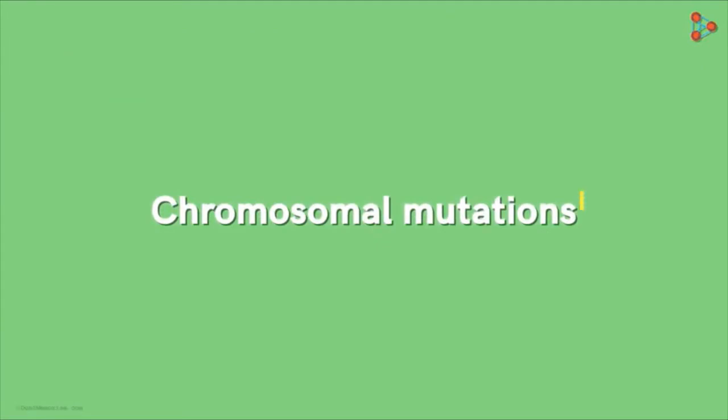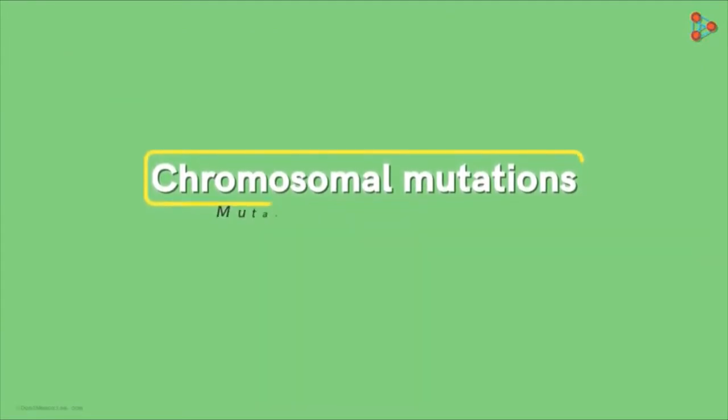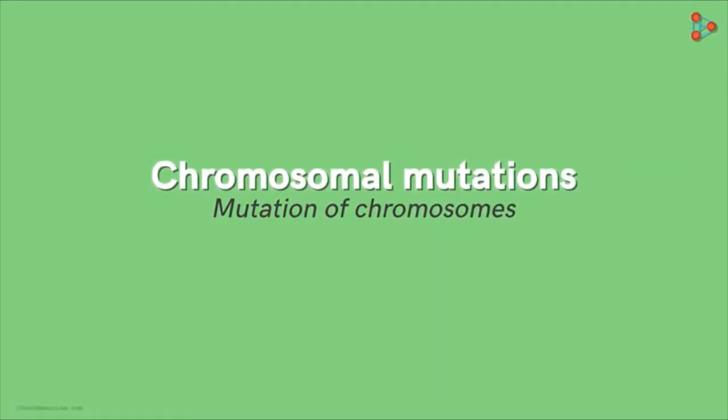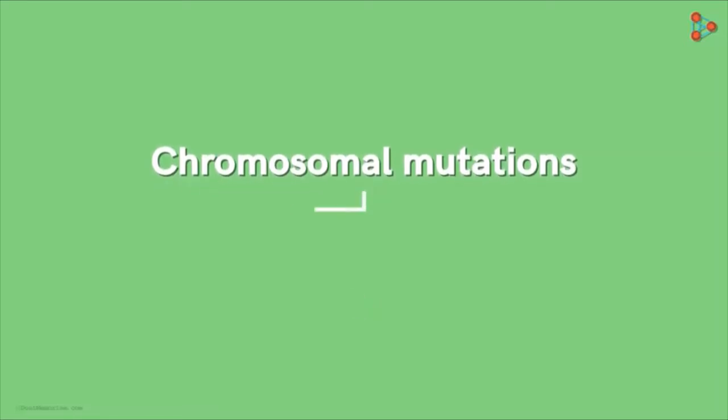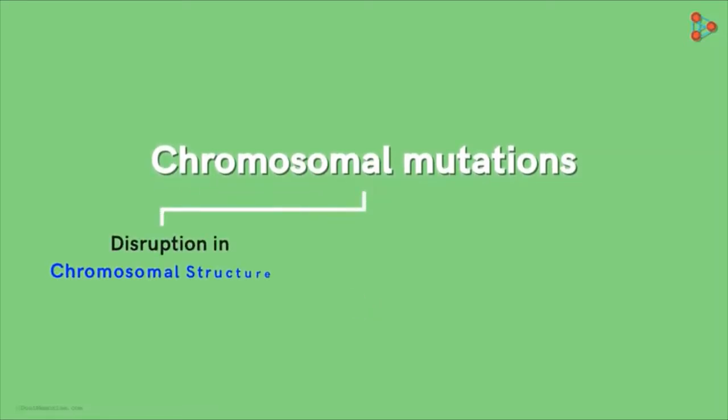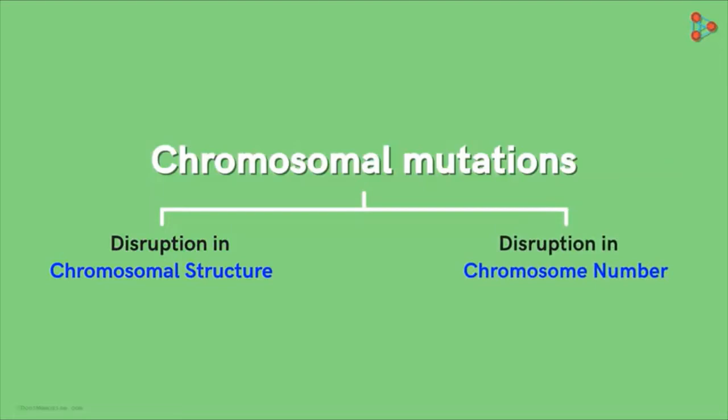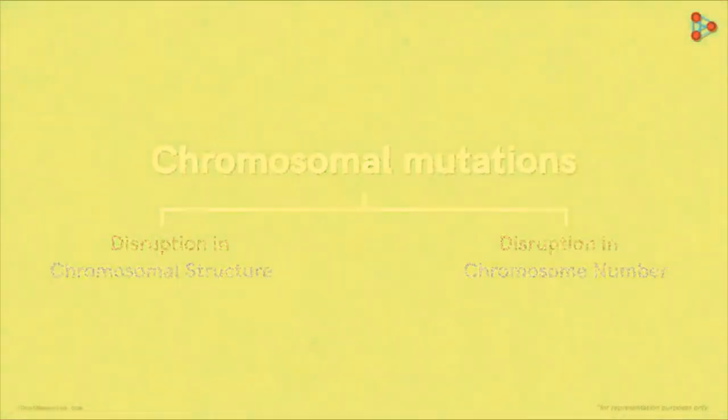As the name says, chromosomal mutation means the mutation of chromosomes. And how exactly does it get mutated? It can happen in two ways. One way is where the structure of the chromosomes gets disrupted. The other is where the number of chromosomes is different from the usual in the organism. Let's have a look at each type.